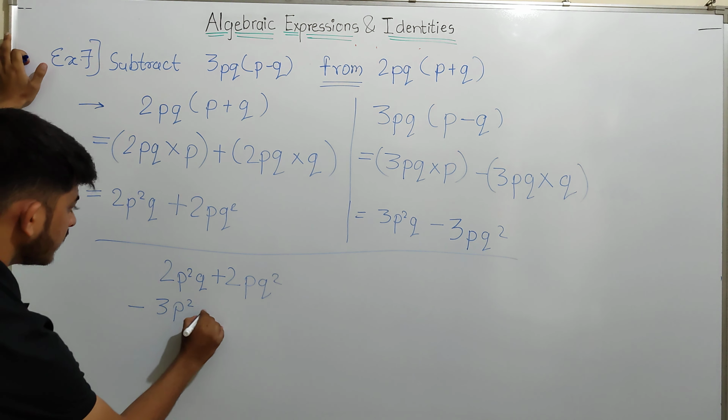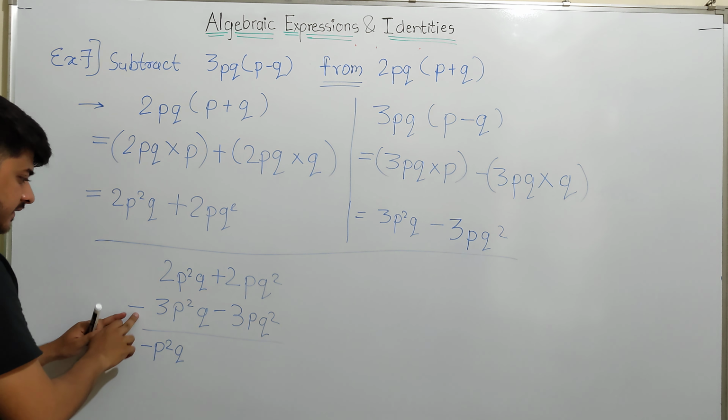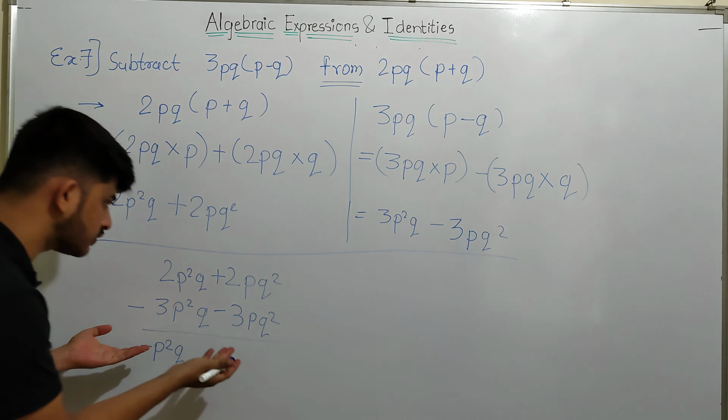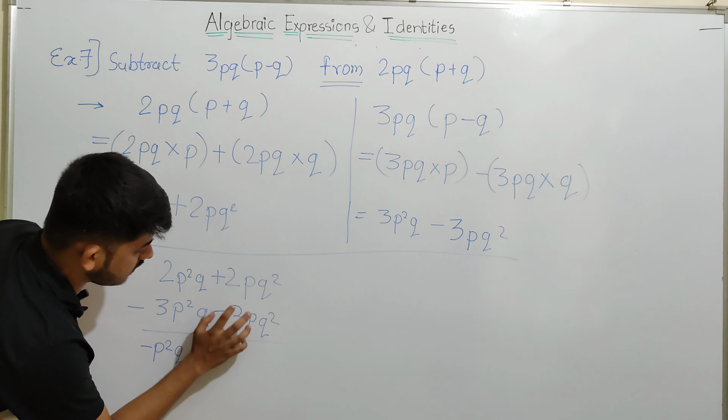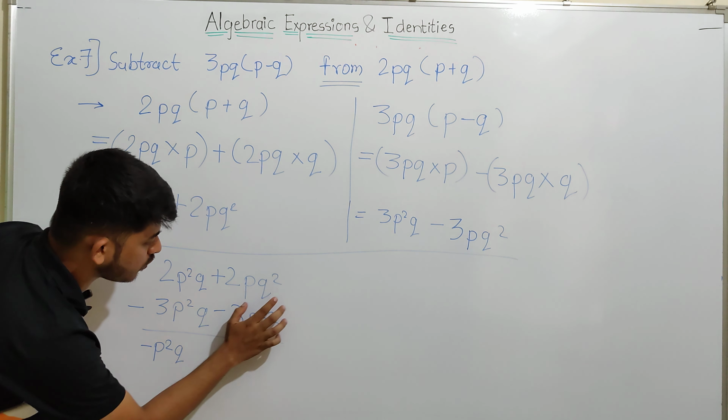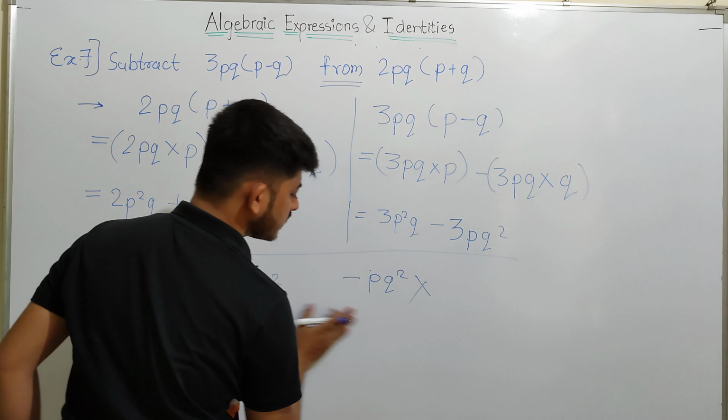Okay. Now see here very carefully. Plus 2pq² minus 3pq². We'll write this also in a simplified manner so as to understand. What mistake do students make? They directly subtract 2pq² minus 3pq², and they directly write −pq². No, it's wrong.